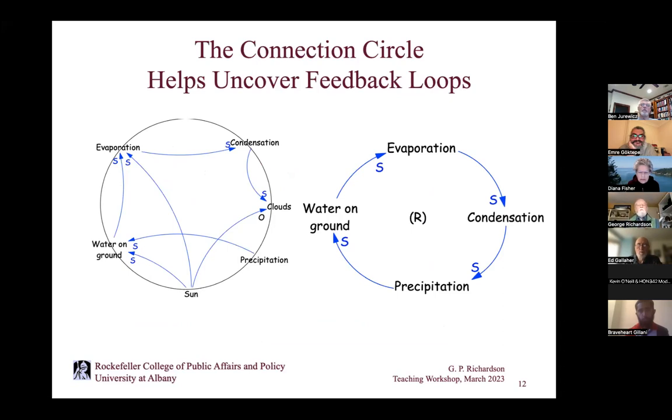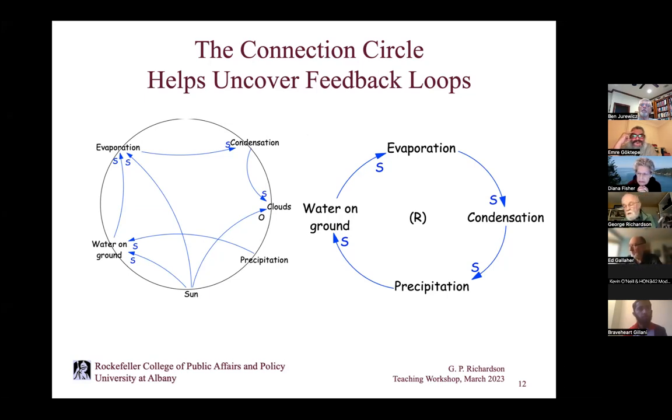So here's the idea. The connection circle helps us uncover feedback loops. And even though the words are written on a circle, it's really not a feedback loop. We would want to pull out from it, in this case, evaporation, condensation, precipitation. You can see that there's evaporation, condensation, and then something going into clouds, which I haven't shown, and precipitation, which I faked. And then we get water on the ground and we're back up here to evaporation. So you really want students to do this.